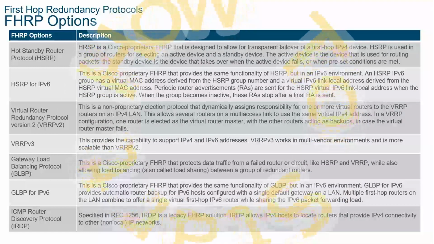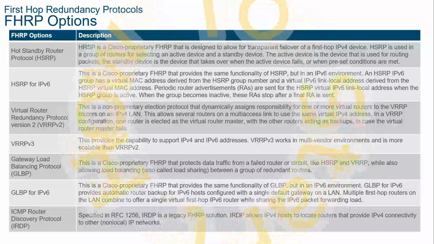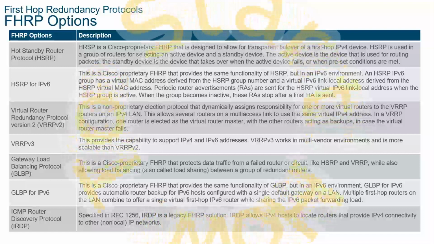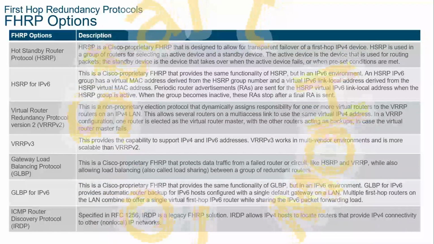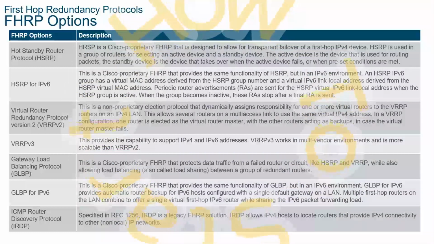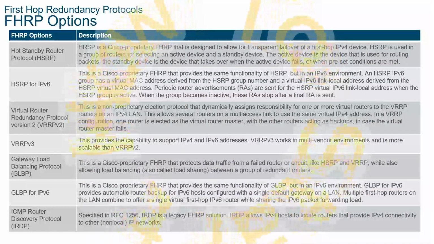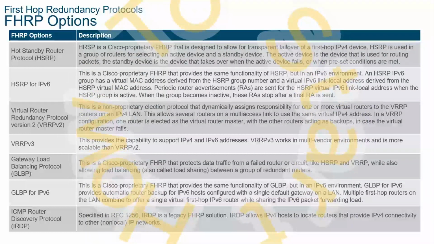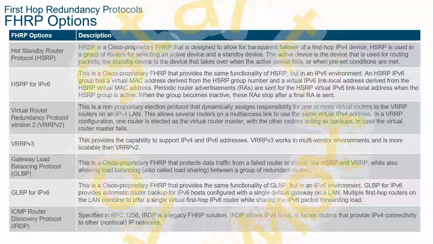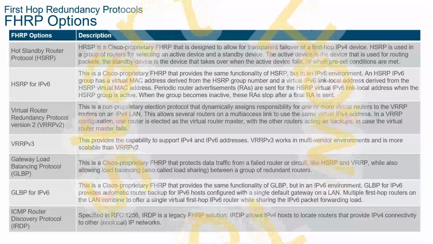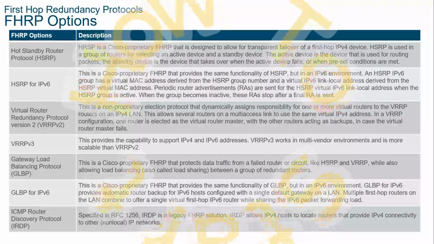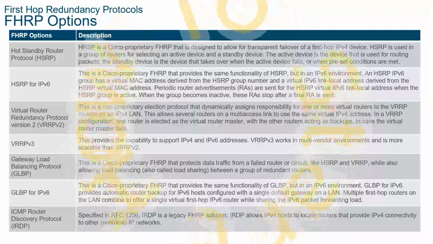We have Gateway Load Balancing Protocol, GLBP. This is a Cisco proprietary FHRP that protects data from a failed router, very similar to HSRP and VRRP, while also providing load balancing or load sharing. GLBP for IPv6, same thing, but for IPv6. And then we have ICMP Router Discovery Protocol. This is a legacy FHRP. So predominantly in the Cisco realm, you learn HSRP. In the non-Cisco realm, it could be a combination of VRRP or GLBP.